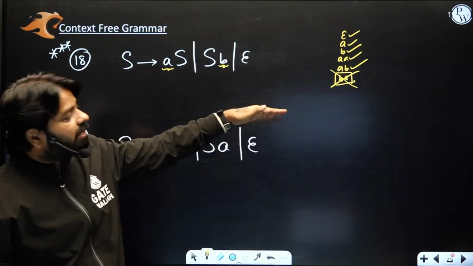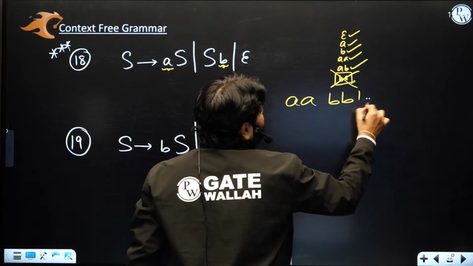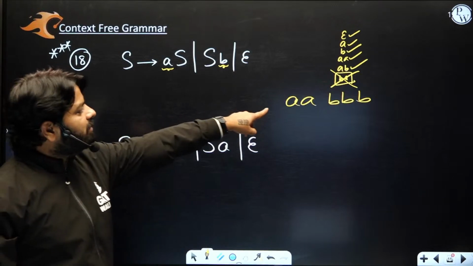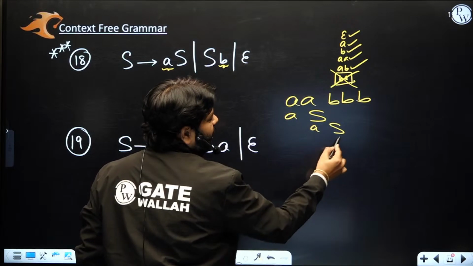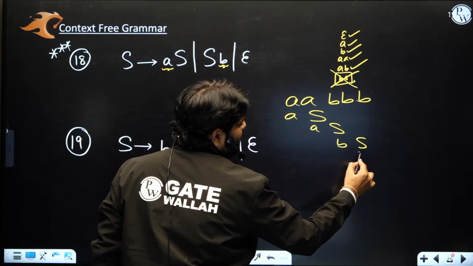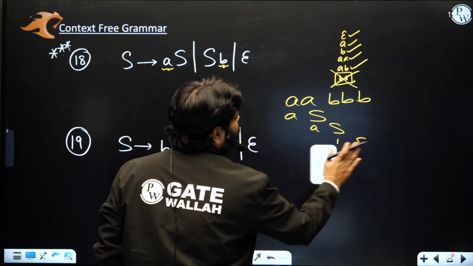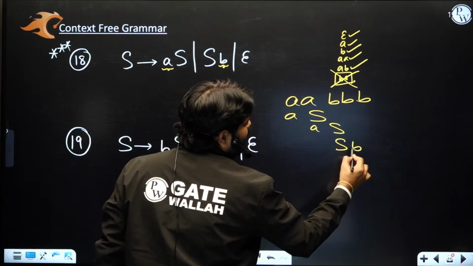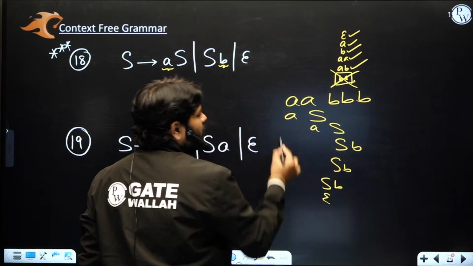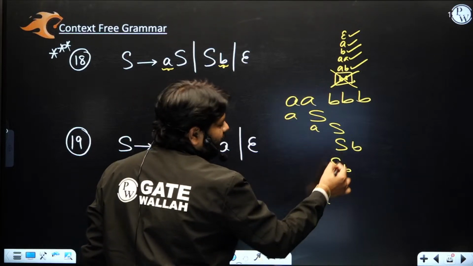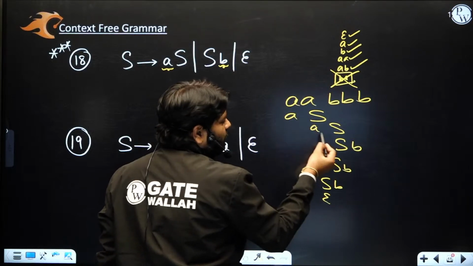So if you look at these strings, if I want, let's say, 2 A's and 3 B's, is it possible or not? Just check it. For A you can take S to AS, again AS, then S to SB, S to SB, and again S to SB, and epsilon. Sorry, it's SB only, not BS, I'm very sorry. So 2 A's and then 3 B's.